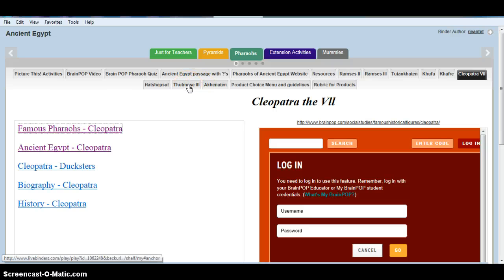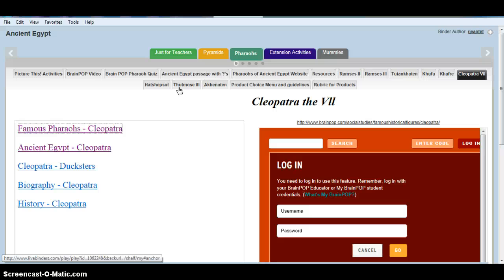After they picked their pharaoh, we brainstormed what would be some good things to look for to include in their presentation. Some of the things that we came up with were the strengths that their pharaoh had, their weaknesses, and how they contributed to ancient Egyptian history. Those were some things I had them look for and think about as they researched their pharaoh.